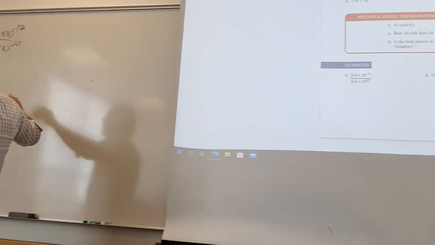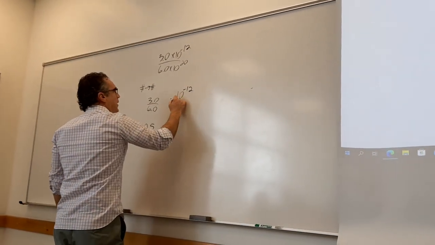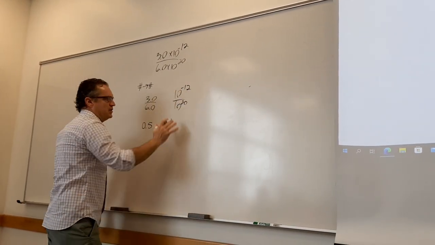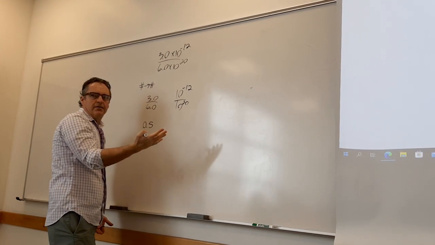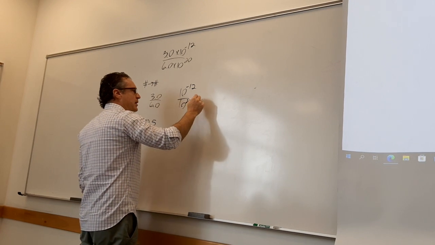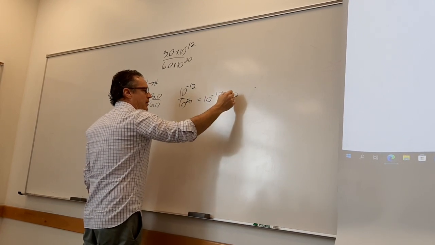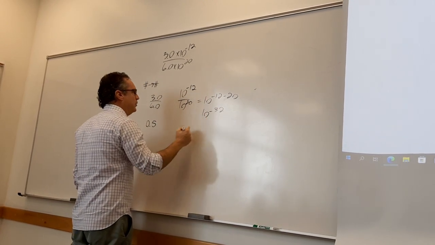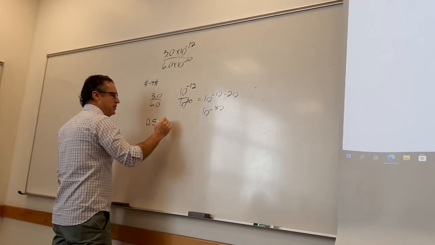So now I take the 10 to the negative 12, and the 10 to the 20th, and I simplify this expression. Well, they have the same what? Base. Because they have the same base, they're being divided, the laws of exponents say I can subtract them, so that equals 10 to the negative 12 minus 20, which makes 10 to the negative 32. So now I have 0.5 times 10 to the negative 32.